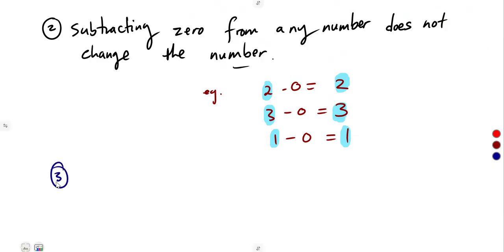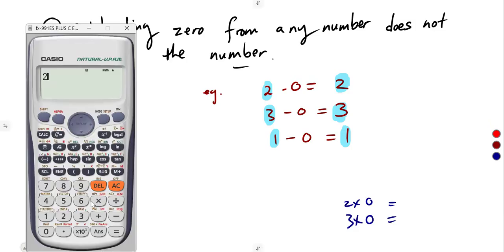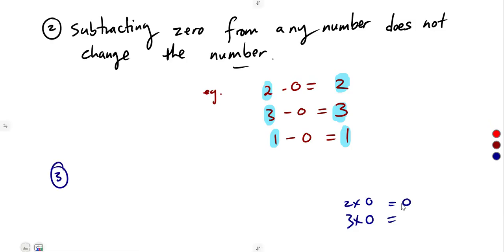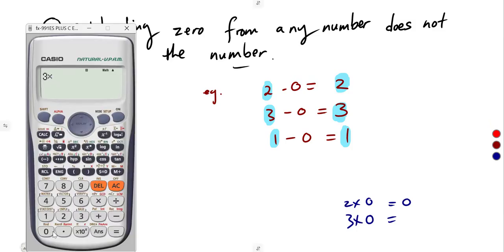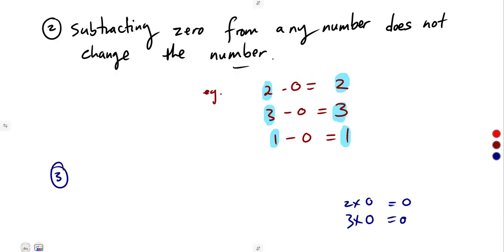We're going to consider the third property of a 0. Let's look into 2 times a 0, 3 times a 0. 2 times a 0, that's a 0. 3 times 0 is going to give us a 0 again. Multiplying any number by 0, we're going to get a 0, as you can see. That number is not going to come back. We get a 0 straight.